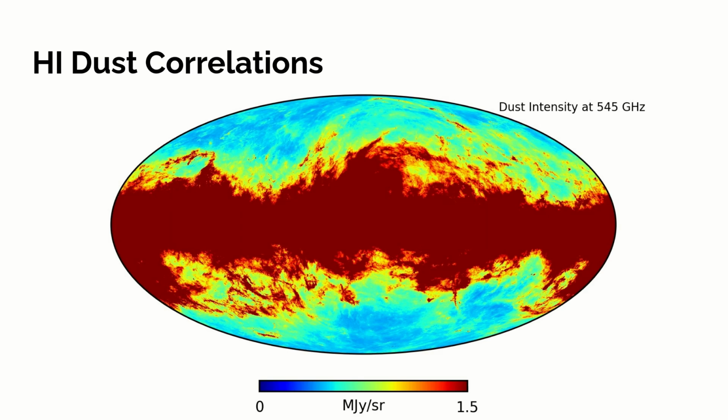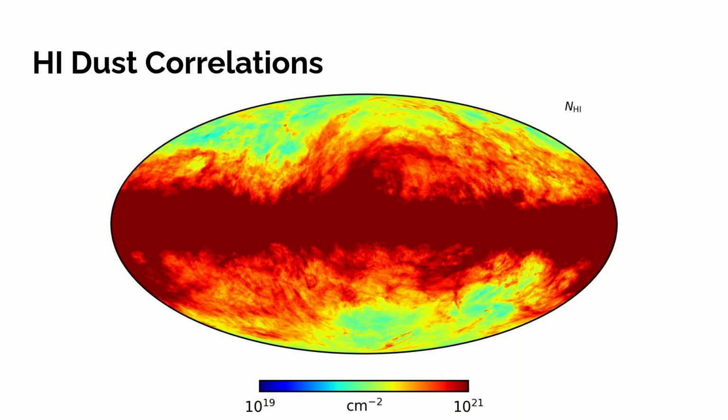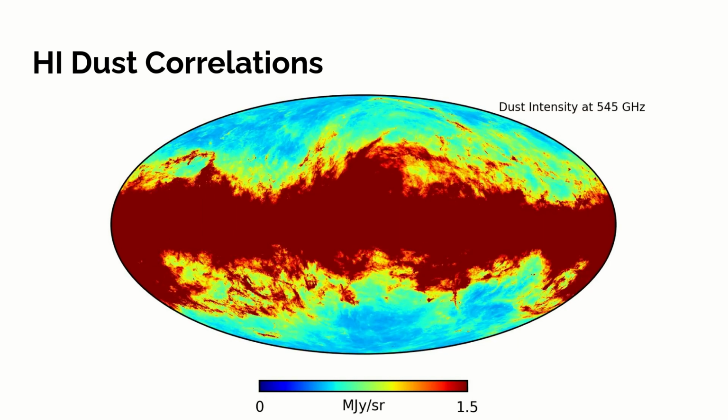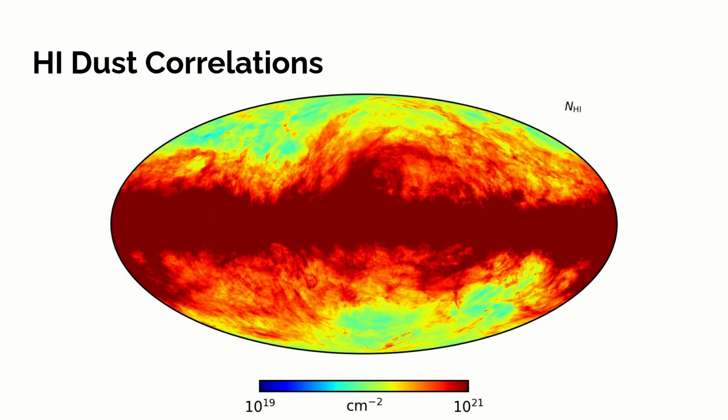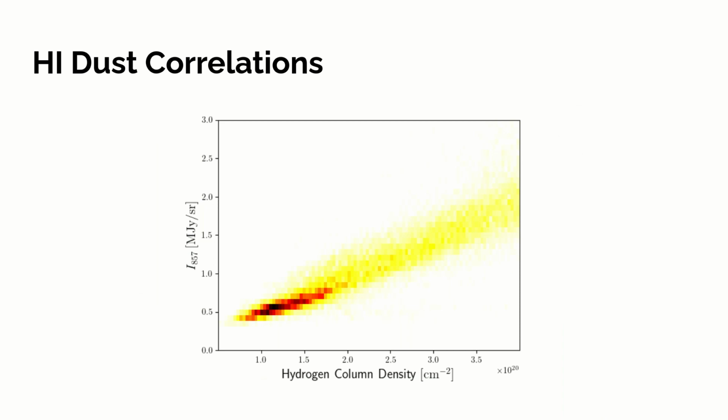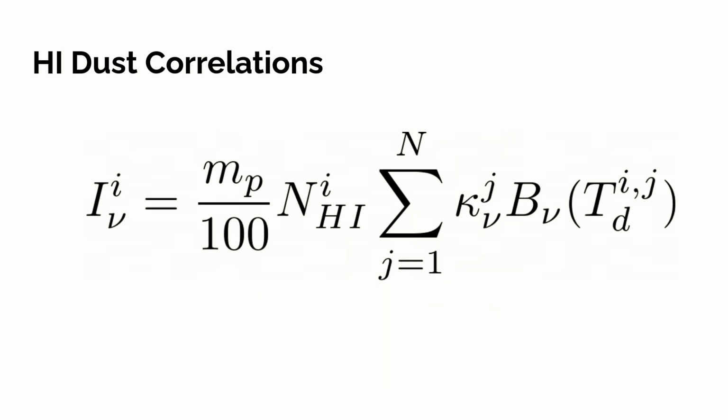HI dust correlations: something to look at right away, if you look just by eye at dust intensity at 545 gigahertz as opposed to the hydrogen column density, we can see that the morphology of these two observables is very, very similar. And if we zoom in and bin the data itself, we can see that the emission as a function of hydrogen column density is approximately linear in the low column density regime.